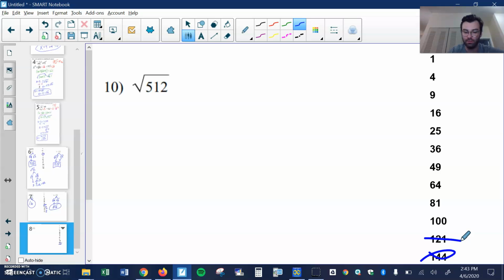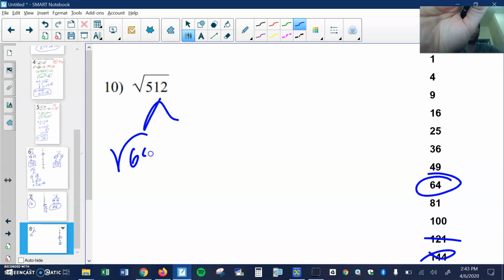I did 812. It'd probably help if I did the right number. I did 512 divided by 64, and I got 8. I wonder if I do this divided by 81. No. So if I divide by 64, I get 8. That's fine. 64 is the largest one that we know of.